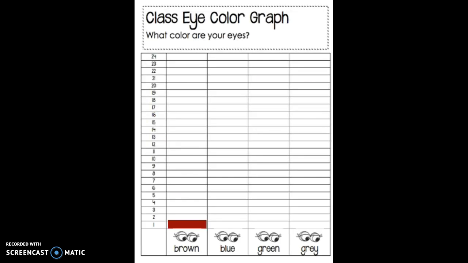He has brown eyes. I'm going to go to my graph with my brown crayon, and I'm going to color that. So far, one friend has brown eyes. Let's look at my next friend. Now, I'm not bothering my friends. I'm just walking around and looking at them, not talking to them. I'm only using my eyes, not my mouth, not my hands.